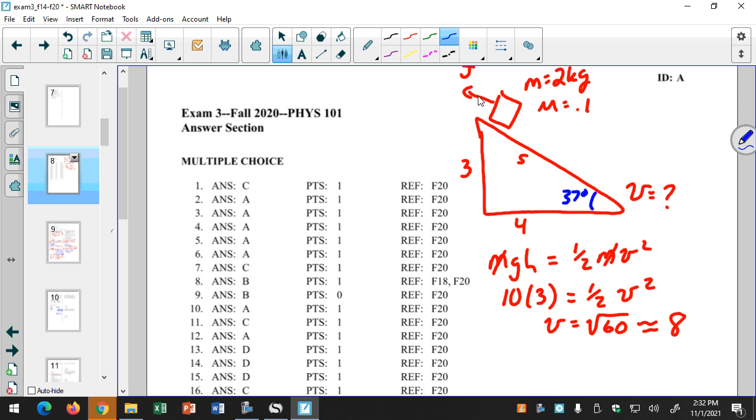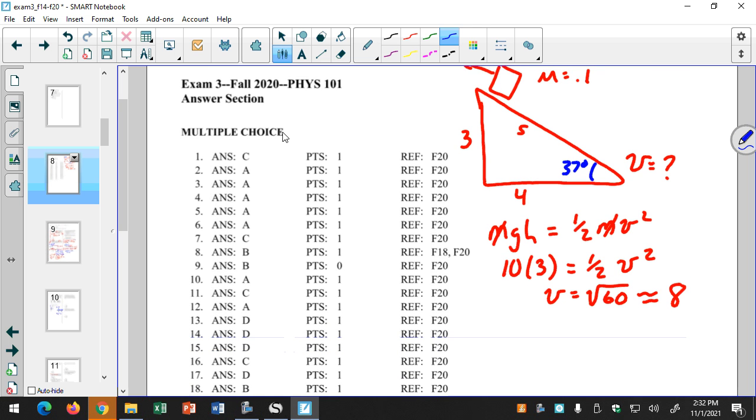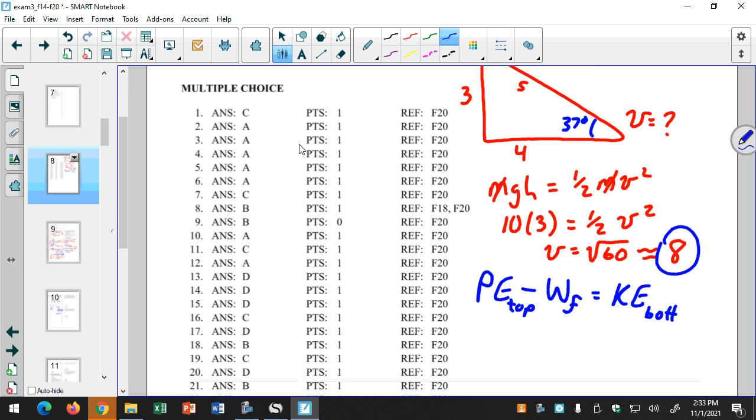Okay, so let's say that the frictional force was equal to 2 newtons. And then what is the speed at the bottom? I know it's going to be less than 8 meters per second, because now I have this frictional force slowing the object down. And so it's going to be the potential energy minus the work done by friction will equal the kinetic energy at the bottom. It's potential energy at the top, kinetic energy at the bottom. So that's going to be mgh, where h is 3.